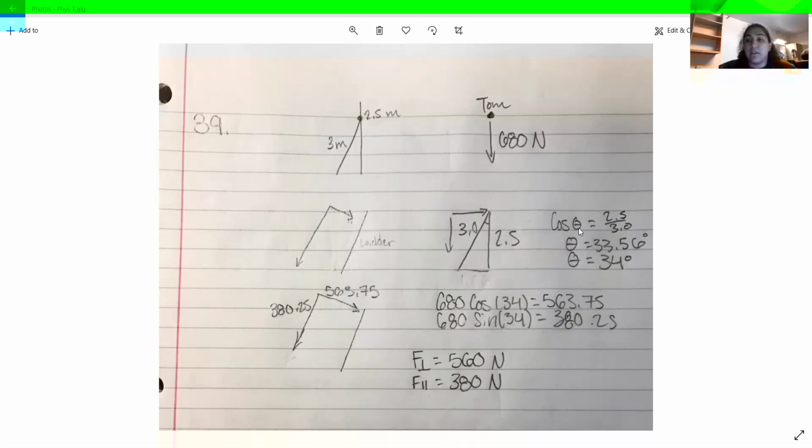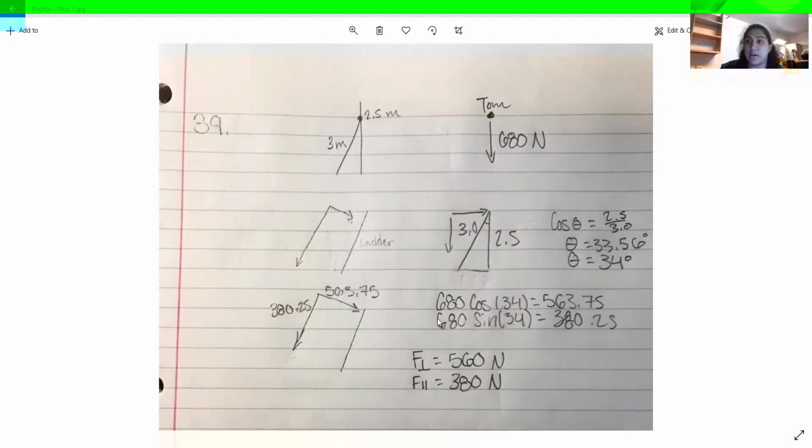And what we need to find the components of the vectors is the angle between the ladder and the wall. And we can use cosine because the adjacent side and the hypotenuse are given to us. So you can take the inverse cosine, which will get you theta equals 33.56 degrees. And with significant figures, we'll have that as 34 degrees. With that, we can now find the two vectors with the angle.